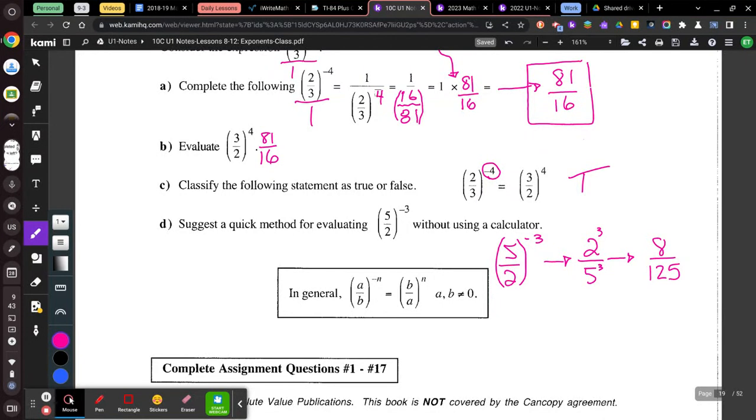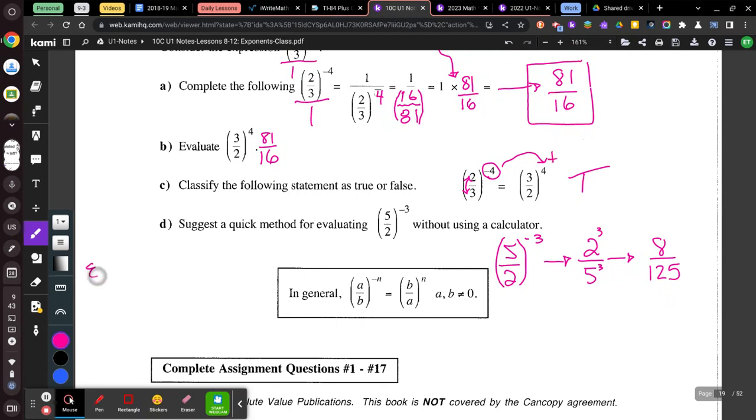The minute you see negative with a fraction, flip the whole fraction inside. The minute you flip the whole fraction inside, the outside exponent is going to convert. So this guy here, he flipped inside, his outside exponent went positive. Okay, so anytime you've got that.